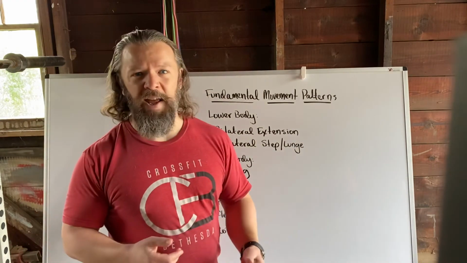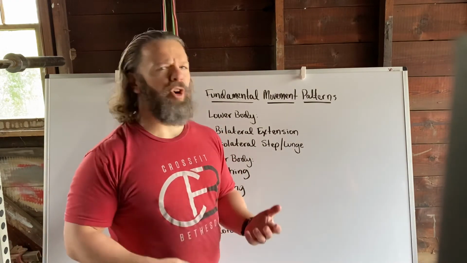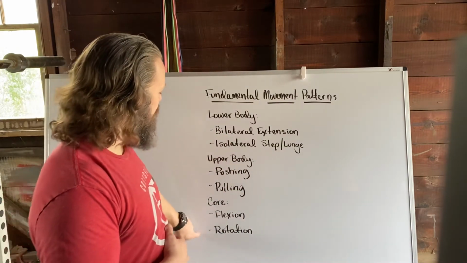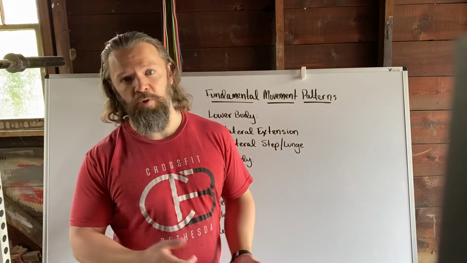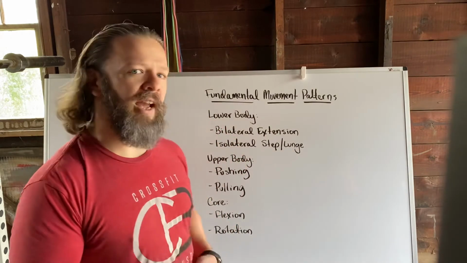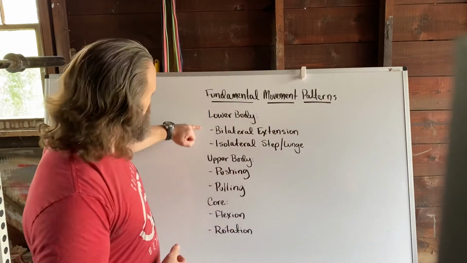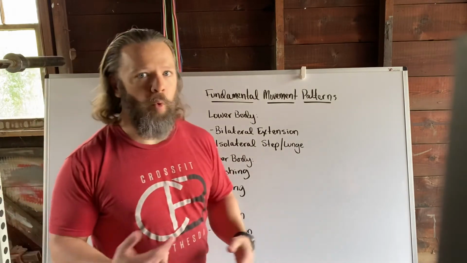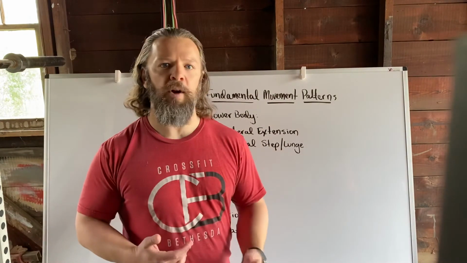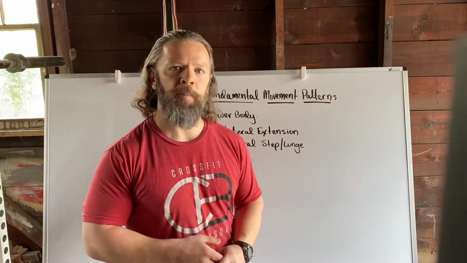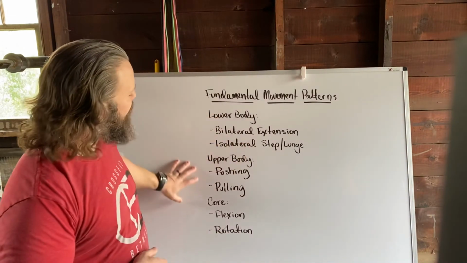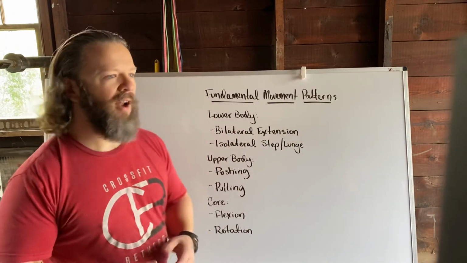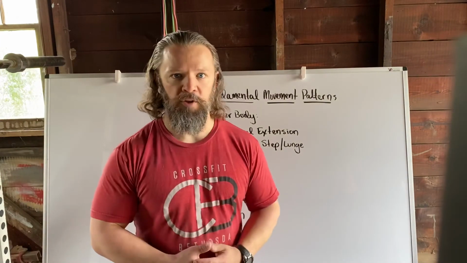Something along the lines of a Turkish get-up. Turkish get-up would satisfy your isolateral step lunge, and it's an anti-rotation movement as well. So you can get creative with that. Again, a movement to satisfy each category. And like I said, one movement could satisfy 2 or more categories if you get a little creative there, all right? So basic fundamental movement patterns that you can use to create a wide variety of workouts for yourself, okay?